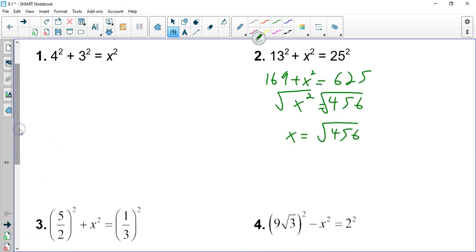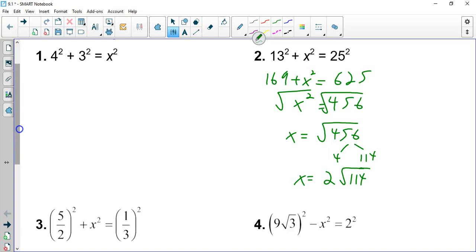Now, if you remember from algebra, we want to see if there are any perfect square numbers that go into 456. So you just take your calculator and you try perfect square numbers. This actually breaks down to 4 times 114. So that means we can take the square root of 4, and the answer is 2 times the square root of 114. That's the most exact answer for that problem.